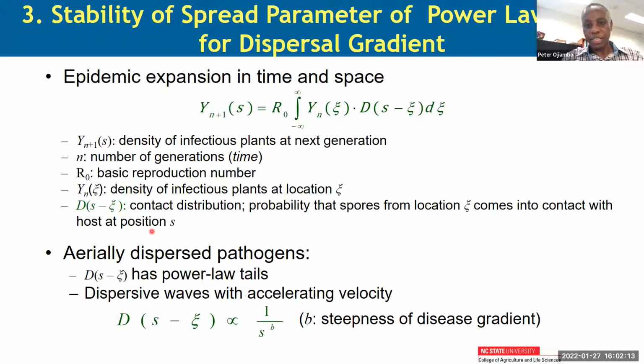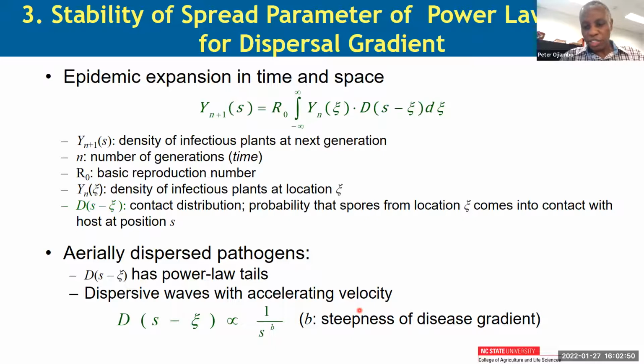The velocity is actually accelerating in the distance, and so for aerially dispersed pathogens, this contact distribution is proportional to 1/s, where s is the distance, raised to this parameter called B. And this is the parameter that I'm interested in. The B parameter is the steepness of the disease gradient. Of course, the steeper it is, the inoculum is not going to go very far. The epidemic front is not going to go very far. But the shallower it is, then of course, the epidemic is going to go over a longer distance.